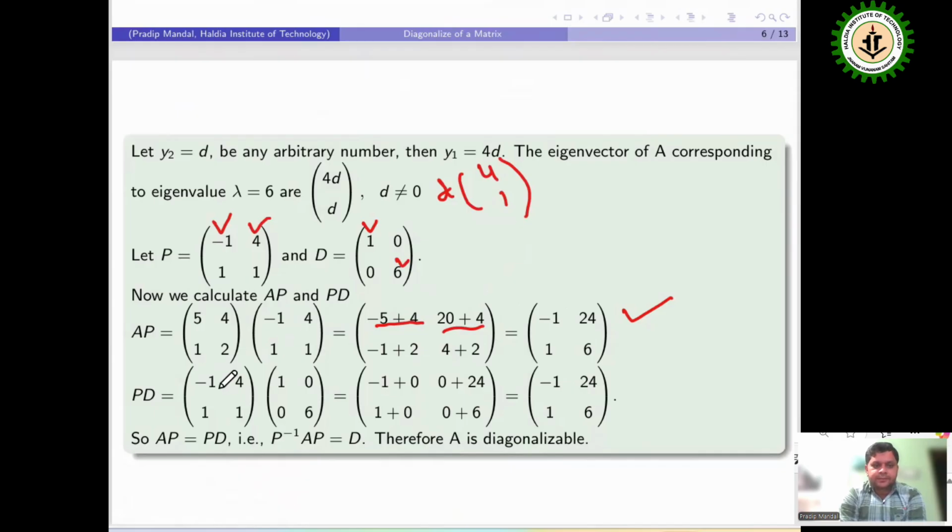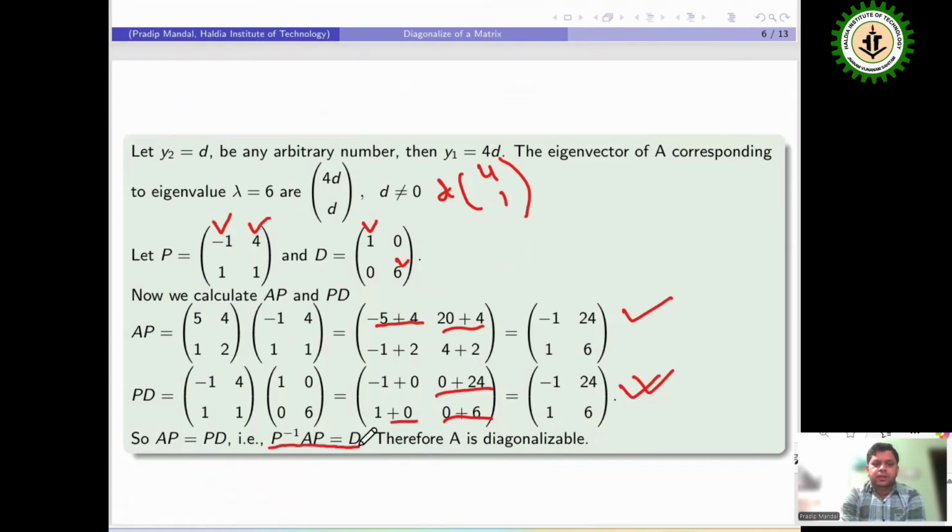Again we calculate PD: minus 1, 4, 1, 1 times 1, 0, 0, 6. Then first row first column, minus 1; first row second column, 24. Second row first column, 1 plus 0. Second row second column, 0 plus 6. That means ultimately we get the same result. Now from these two parts, AP equals PD. Then AP equals PD means P inverse AP equals D.